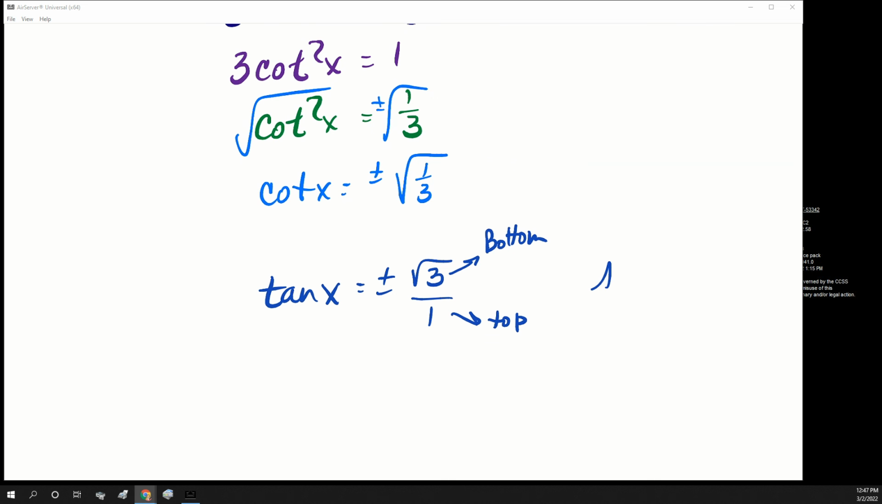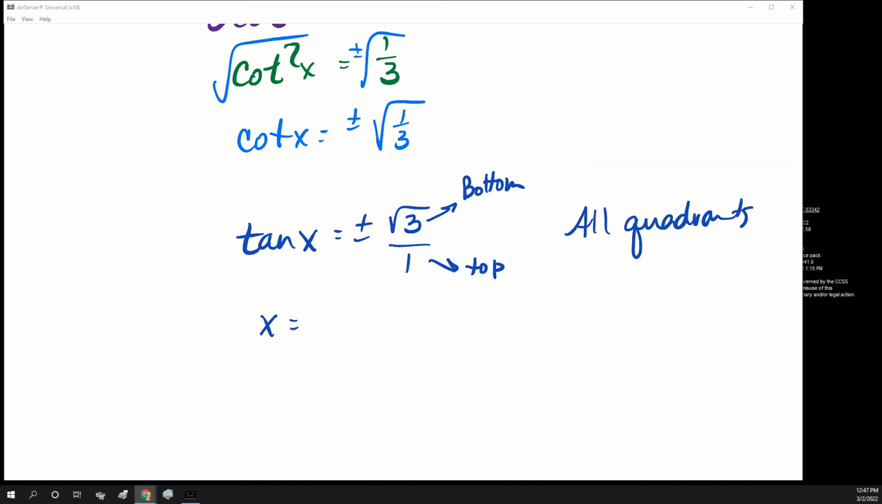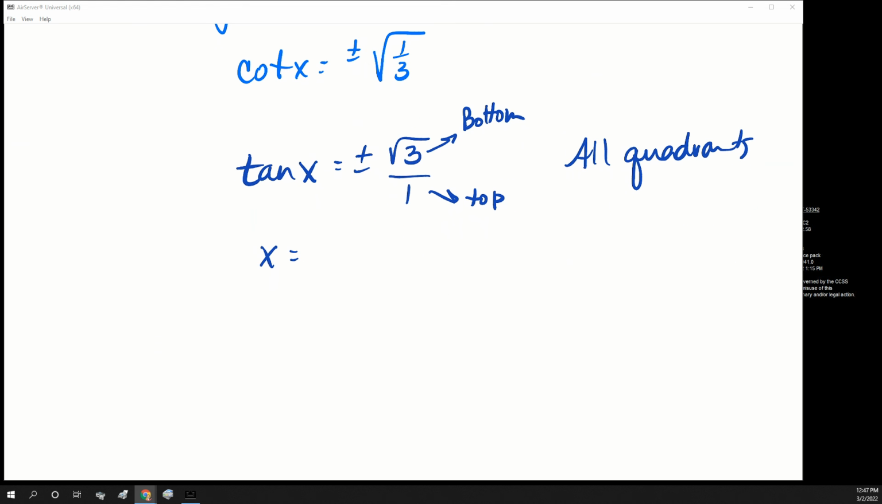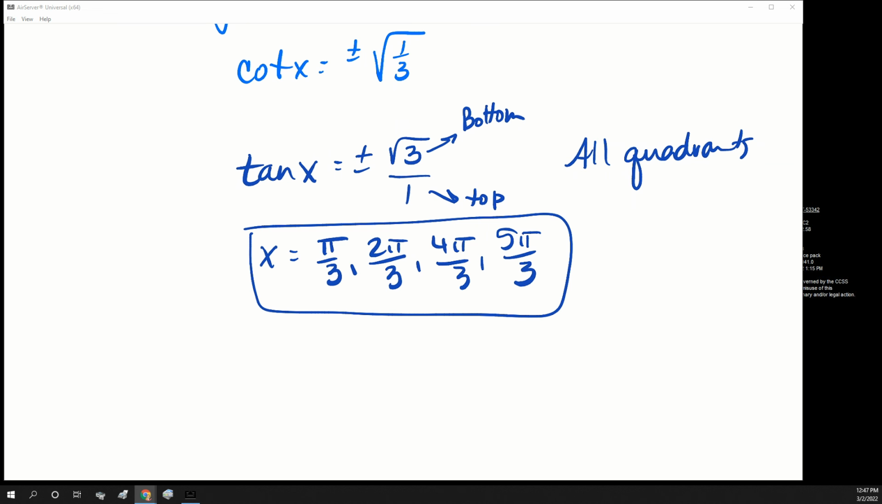And then what about your quadrants? All quadrants. All right, 3 bottom fingers, 1 top. Looks like pi over 3 to me. So pi over 3 in all 4 quadrants. Okay, so all of those you can plug into the original problem and it all works out.